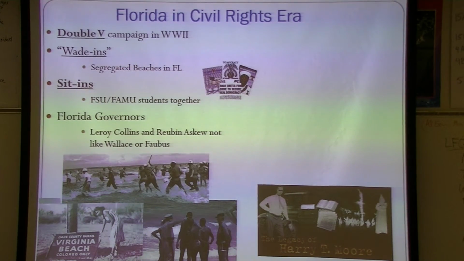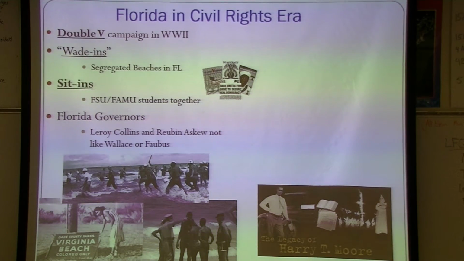All right, for Florida, we have both sides. During World War II, we will have a very high percentage of our soldiers that are fighting in the Double V campaign, the idea that we have victory over fascism, but also victory here in the United States when it comes to equality. Where I was talking about with the sit-ins before, that we have FAMU and FSU students together. But for Florida, we will have wade-ins. What a wade-in is, and you see some of the pictures below, like one of them down in Dade County, is that we'll have white beaches. So blacks will go to these white beaches and they'll get arrested for being on a white beach. So it's much like a sit-in, but with a very Florida taste to it.